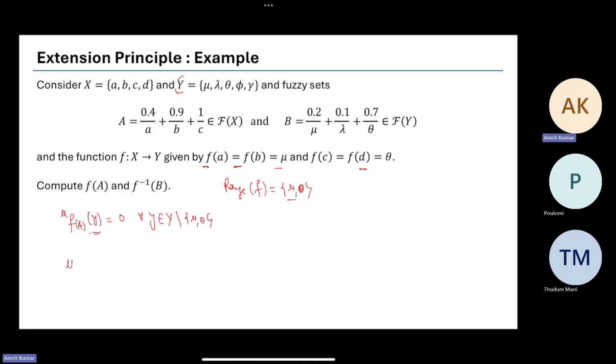Similarly, suppose I want to compute, say, theta.